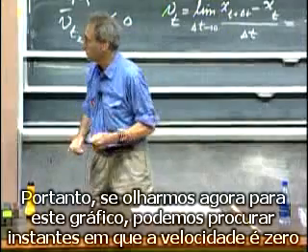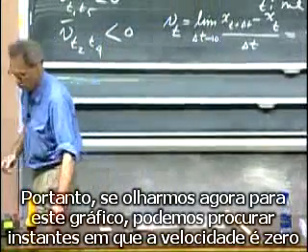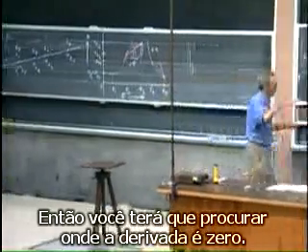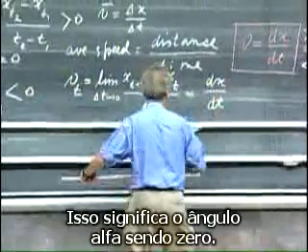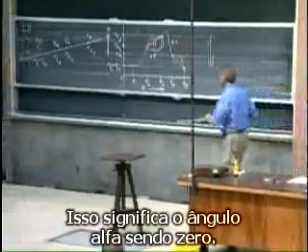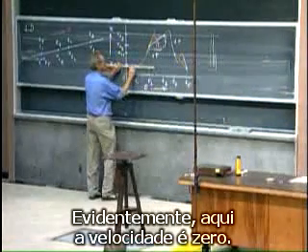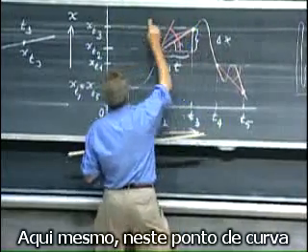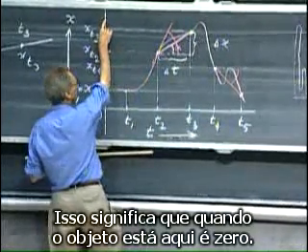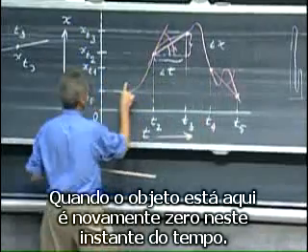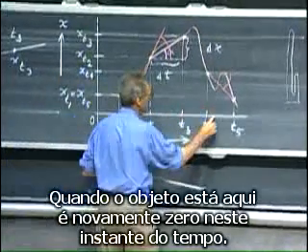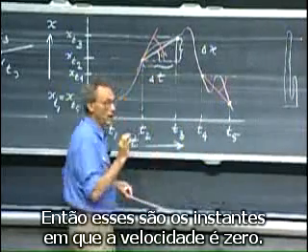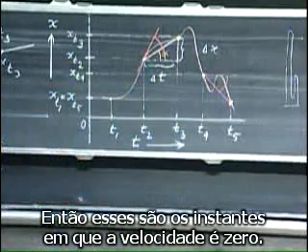So if we now look at this plot, we can search for the times that the velocity is 0. So you have to look for the derivative being 0. That means the angle alpha being 0. Clearly here, the velocity is 0. Right here at this turning point, that means when the object is here, it is 0. When the object is here, it is again 0 at this moment in time. Again, the angle is 0. And it is again 0 here. So those are the times that the velocity is 0.